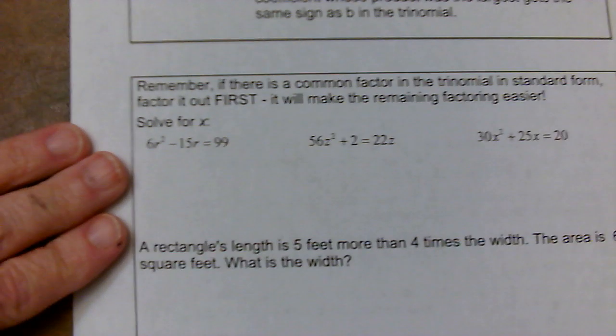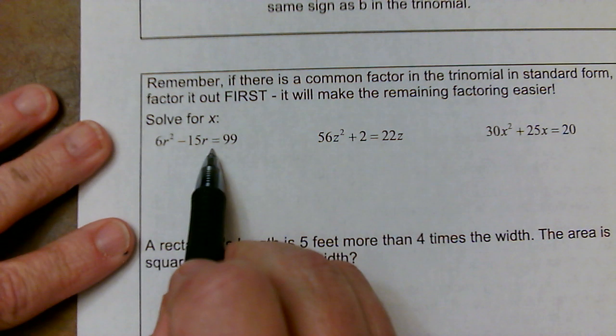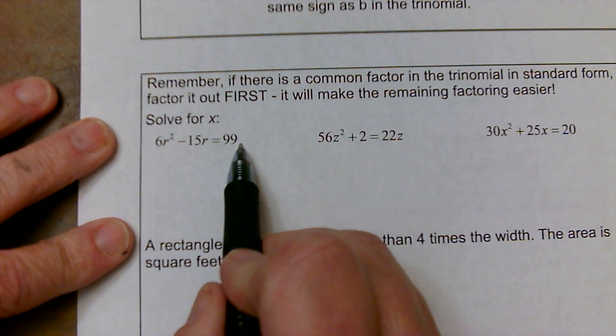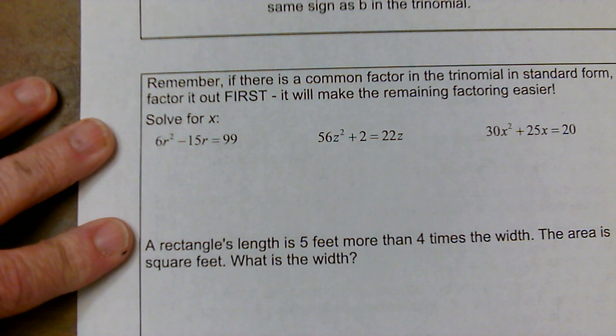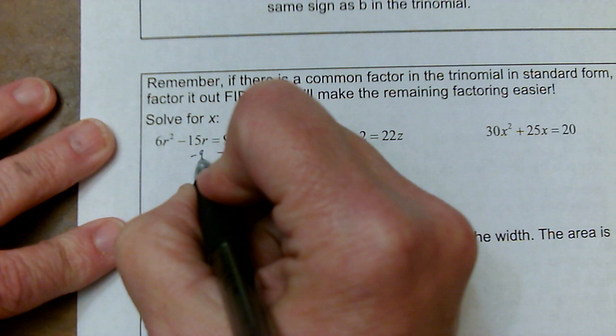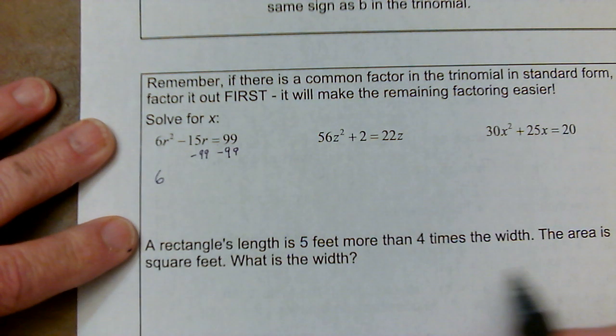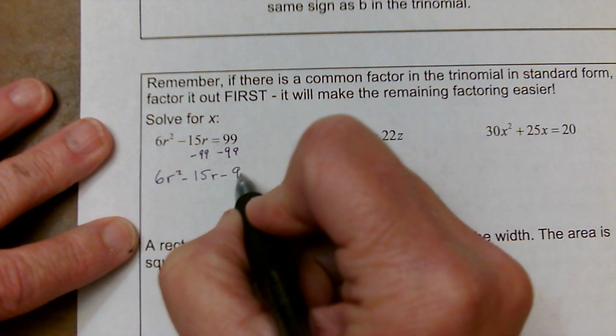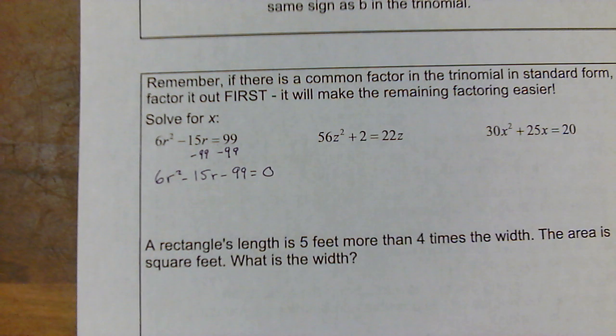So looking at this problem, first, notice there's an equal sign. So we have to get 0 on one side, just like we did when we had the quadratic polynomials with a leading coefficient of 1. You can't solve a problem that's factored unless the other side is 0. So the first thing I would do here is subtract 99 from both sides. So that gives me 6r squared minus 15r minus 99 equals 0.